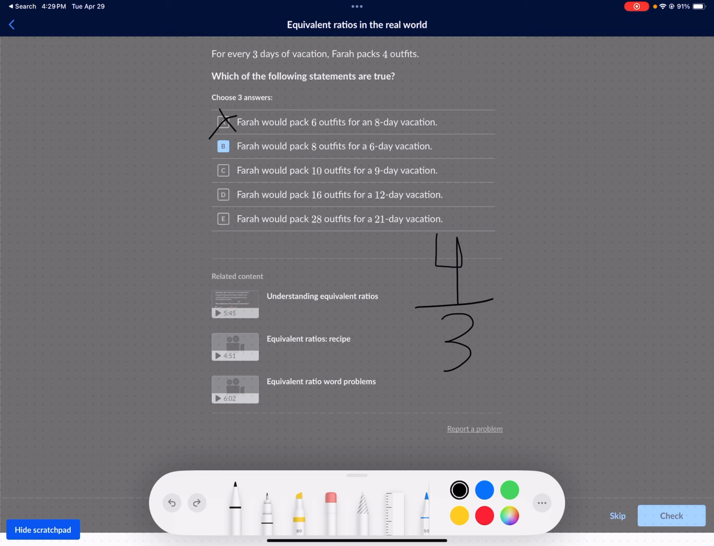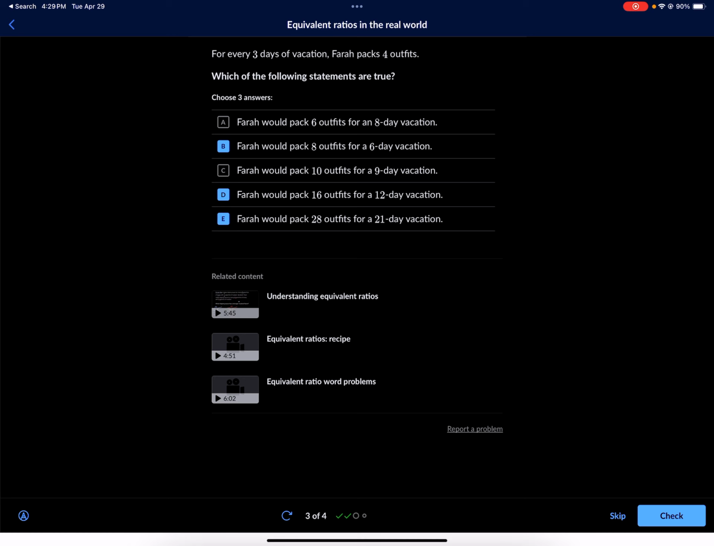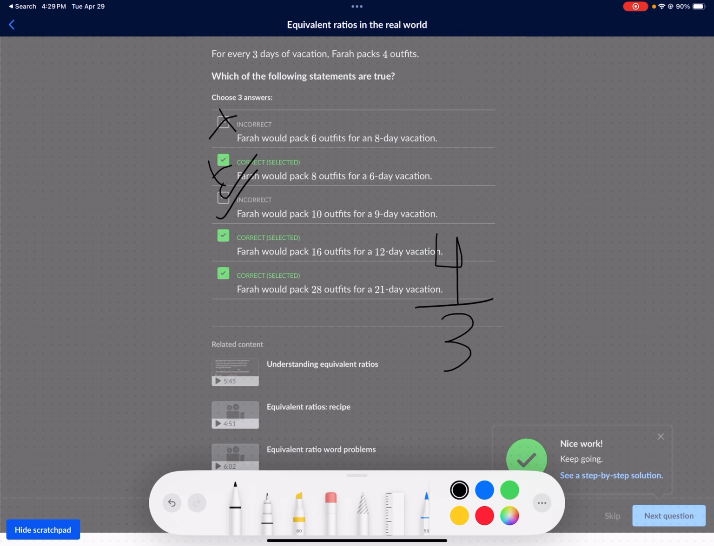And we need 3 answers. We already knocked out 2. D and E must be correct based on process of elimination. And this is because we have 16, which is 4 times 4, and 3 times 4, which are both equal to 16 and 12, respectively.